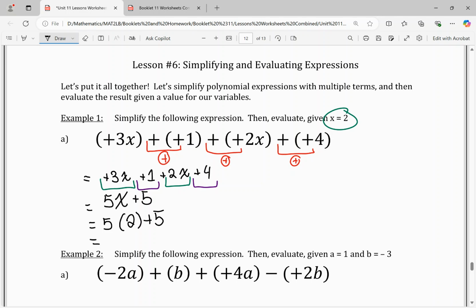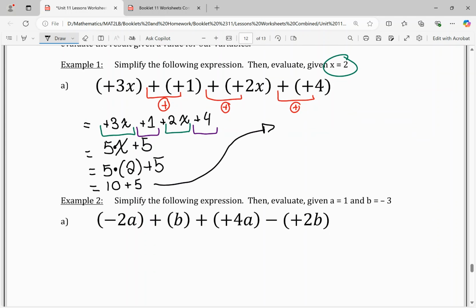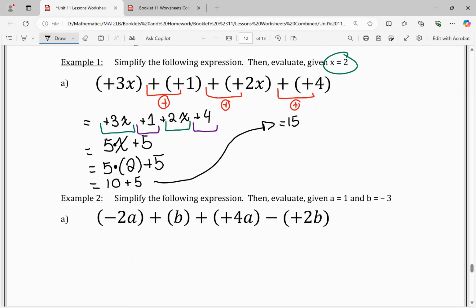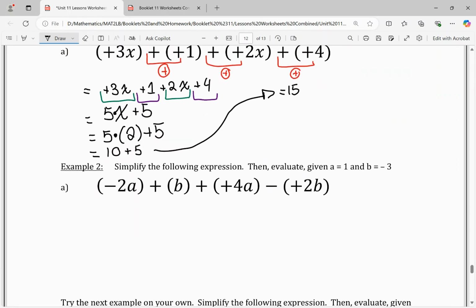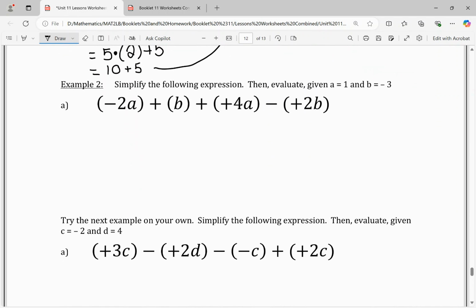Now remember, when a number is directly attached to a variable, it implies multiplication. So 5 times x means that we need to multiply the 5 by 2. And 5 times 2 is 10. And then this plus 5 just carries down. So our final answer is going to be 10 plus 5, which is 15. Right? These questions are starting to require a fair bit of work. So make sure that you're writing small enough that you can fit it all in the space provided.